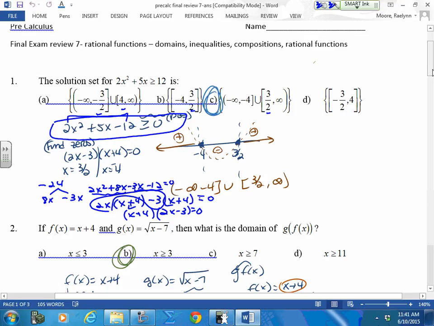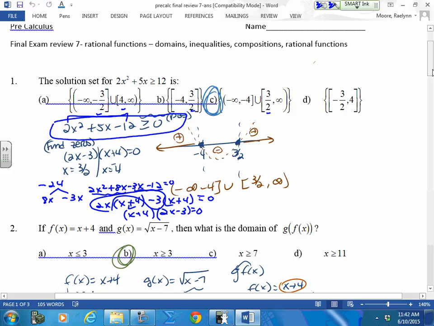Now, you can plug this into your calculator. If I want it greater than or equal to 0, do I want y values that are negative or positive? What kind of numbers are greater than or equal to 0? Positive numbers. So all I want to do is look at my table. To the left of -4, are those y values positive or negative? Positive. Between here, negative. 2 and greater, positive.